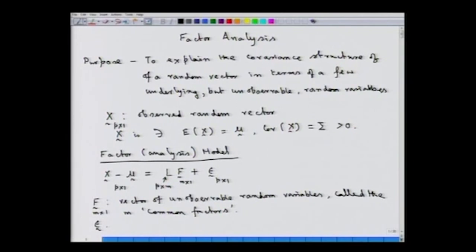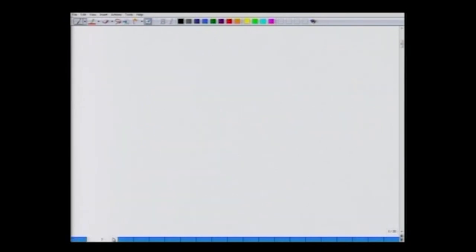Now, the second thing is epsilon. Epsilon is p by 1. When we said that f is a vector of unobservable random variables called m common factors, these m common factors are common to each component of the original p dimensional random vector x. Epsilon, this p dimensional vector, contains what are called specific factors, specific to the ith variable.